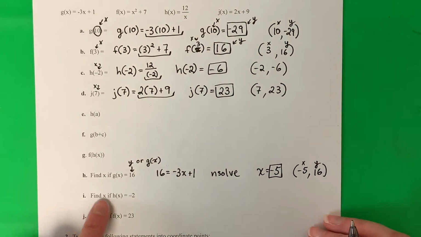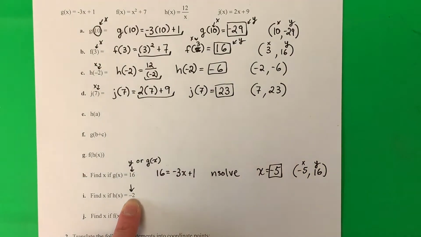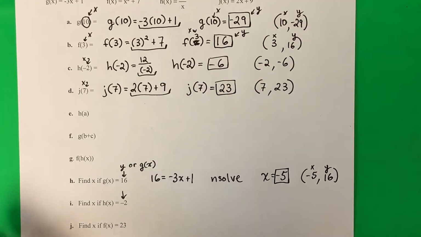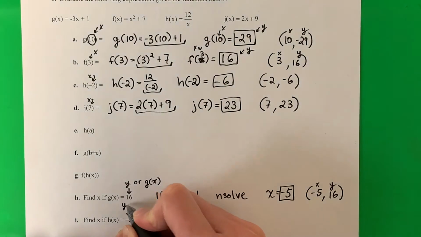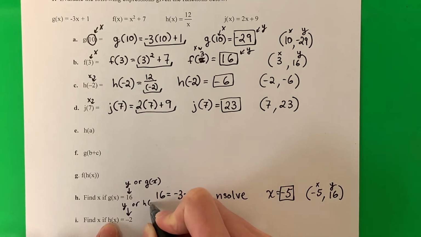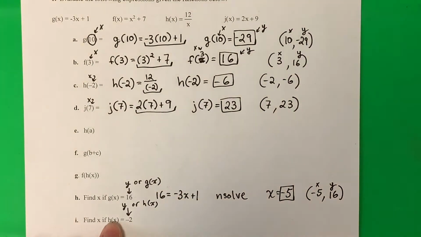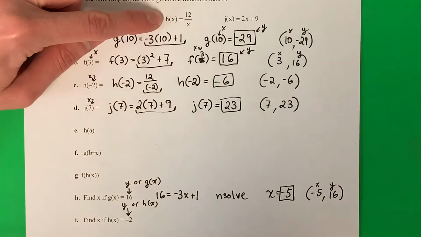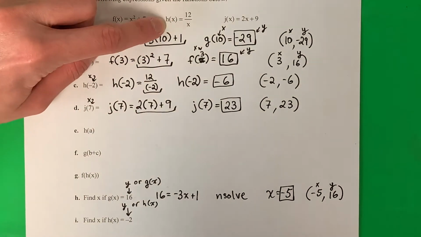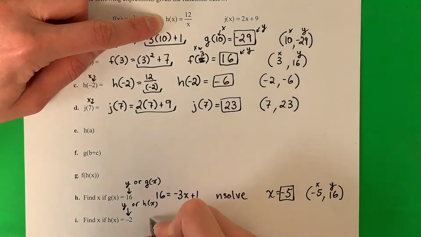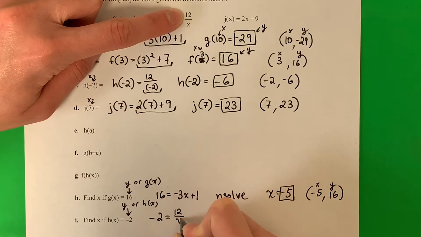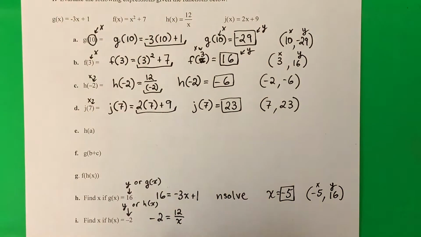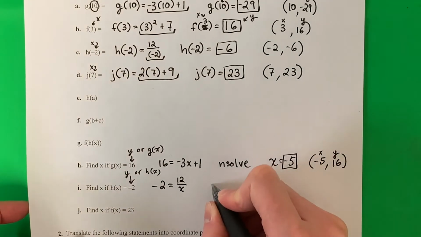This one is h of x equals negative 2. This is outside of the parentheses. So I'm going to be putting that as a y, or in this case, h of x. So I need to find h. Here's h. I'm going to replace the h of x and put negative 2. Negative 2 equals, copy, 12 divided by x. I'm going to use my calculator trick. I'm going to do Nsolve.